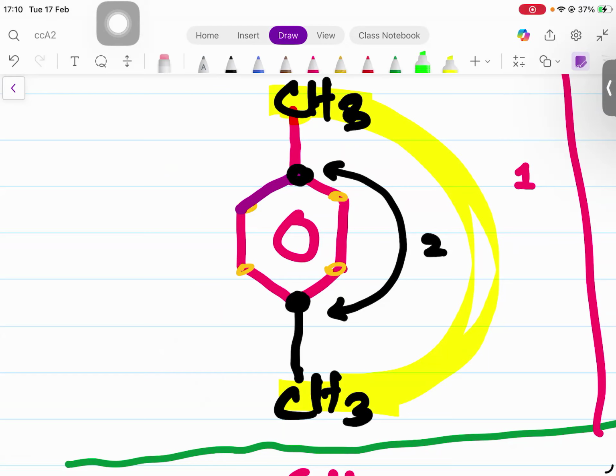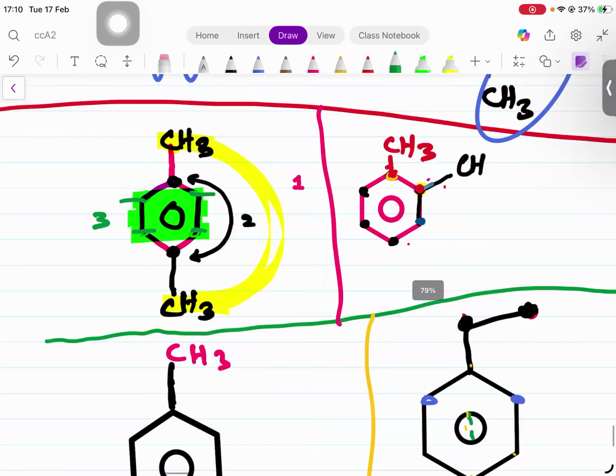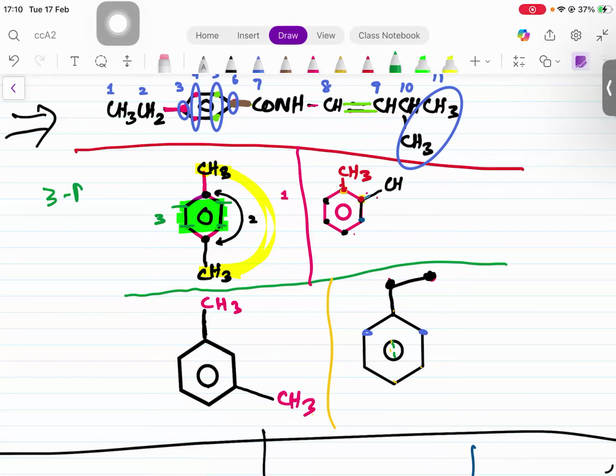Now, what next, Ayla? Are 2 and 5, 2 and 6, and 3 and 5 the same or different? In this particular case, they are exactly the same. So all 4 contribute to one peak. So there are 3 peaks only. There are 3 peaks. Okay, what about this? Sorry, these 2 are CH3s.